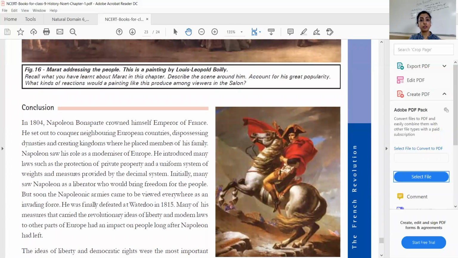I hope you have got a very clear picture of the French Revolution and the different events that took place in the course of it. You also got to know how it came to an end and what the life of the people in France was during the time of the revolution.